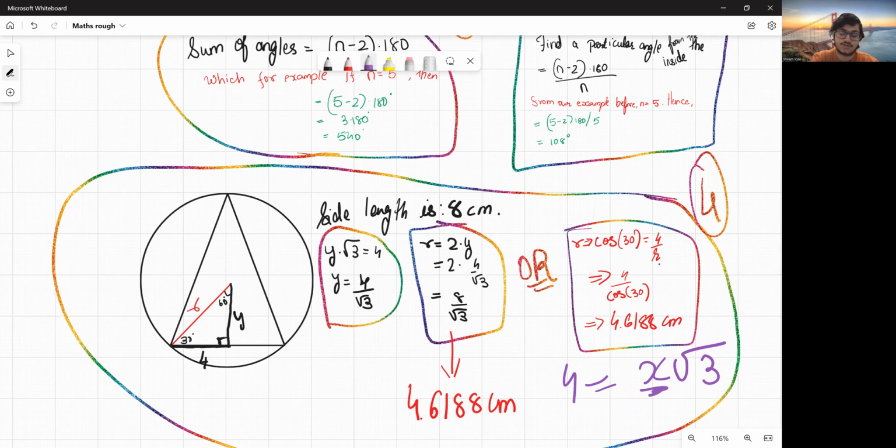In our case, actually, it's y. So we have to find the value of y. What we're going to do is divide both sides by root 3, and we found the value of y, which is 4 over root 3. And as I've done it here as well, I just pointed out, this is the value.